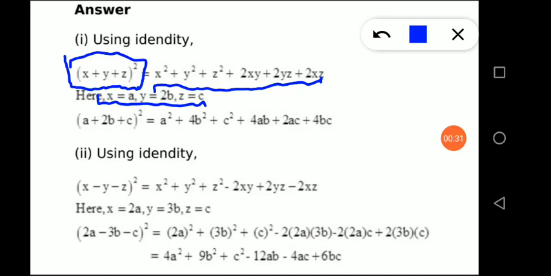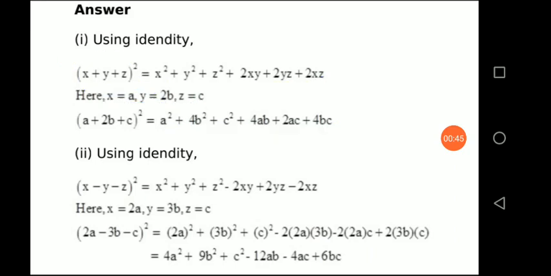After substituting, we get a square plus 4b square plus c square plus 4ab plus 2ac plus 4bc. That is our answer. I hope you understood this time also how to apply the formula to expand the terms.